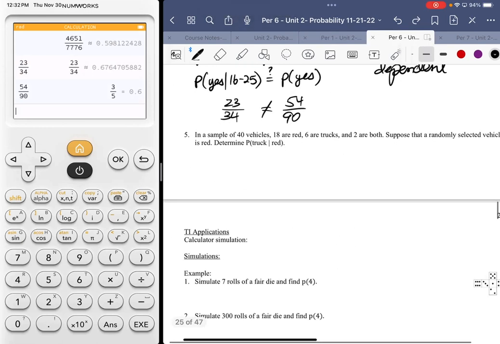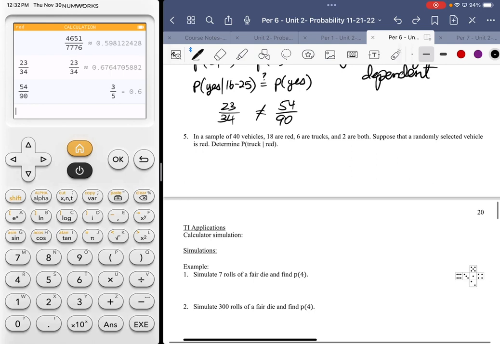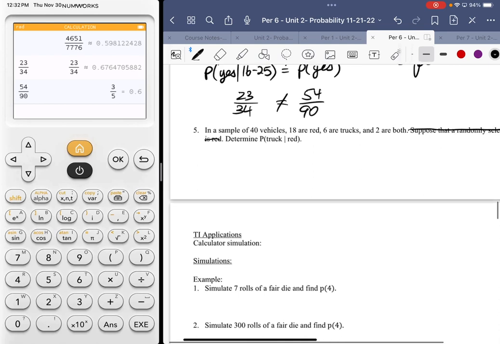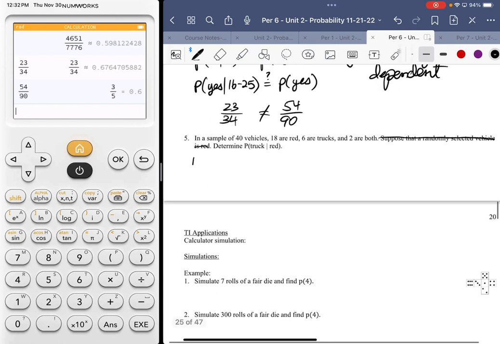Suppose a randomly selected vehicle, of 40 vehicles, 18 are red, 6 are trucks, 2 are both. Oh, actually, that's weird. Typo. Determine the probability that it's a truck given that it's a red vehicle. All right. So I'm going to make the table here, and our possibilities are really truck or not a truck, red or not red. So I'll say truck, not truck, total, red, not red, total. And again, we're looking for the probability of truck given red.